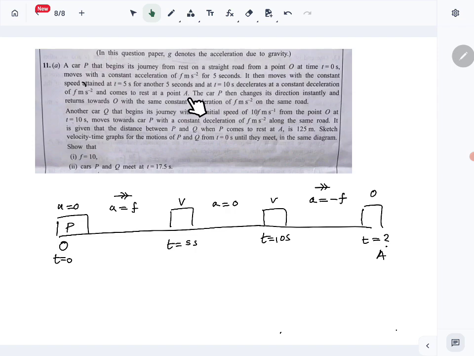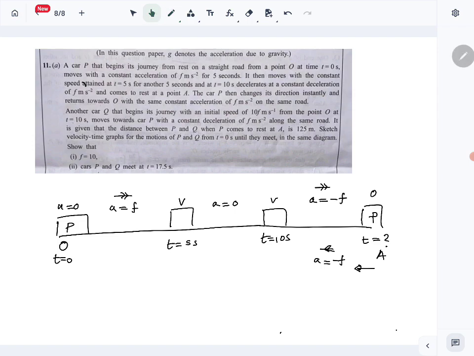Then the car P changes its direction instantly and returns towards O with the same constant acceleration f. So now car P starts moving in this direction with minus f acceleration. So that is for car P.